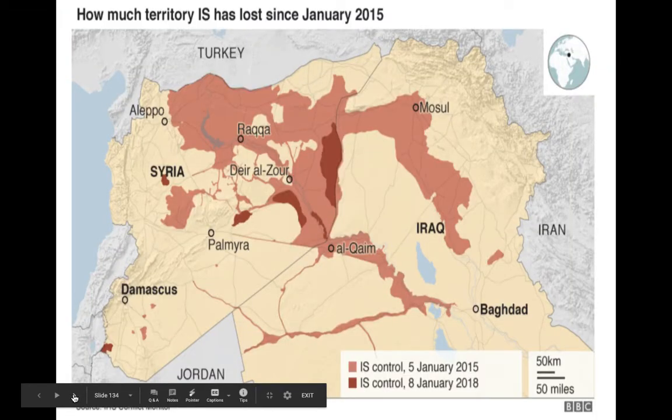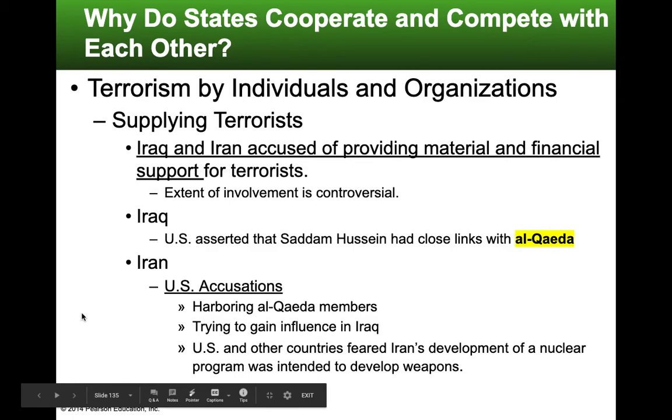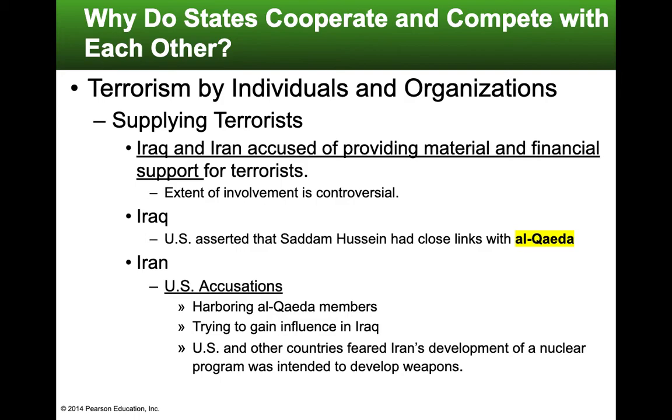All right, to learn more about ISIS, again, there's the territory loss of ISIS down to 2% in 2018. Terrorist sponsors. We see sponsoring terrorism in Iraq and Iran. They're accused of providing material and financial support. With Iraq, the accusation of harboring weapons of mass destruction was found by the United Nations with Saddam Hussein in Iraq, who had close links to Al-Qaeda. And then Iran has been accused by the U.S. of harboring Al-Qaeda members, trying to influence the civil war in Iraq. Then also, it is known to have involvement with other groups like Hezbollah in northern Israel or in the Golan Heights.